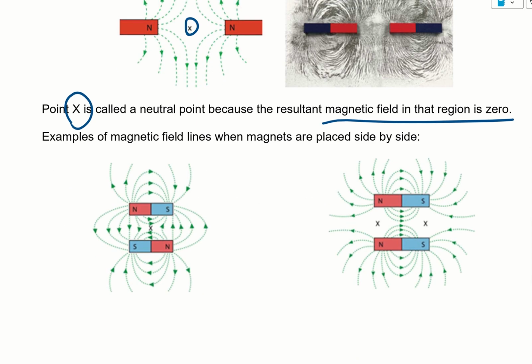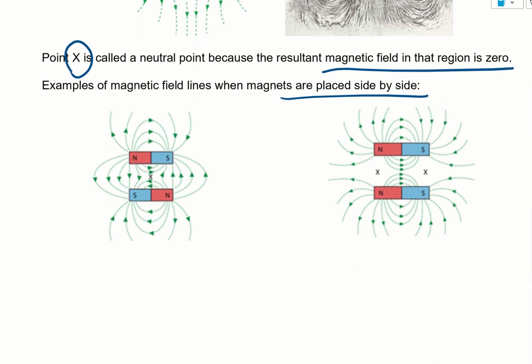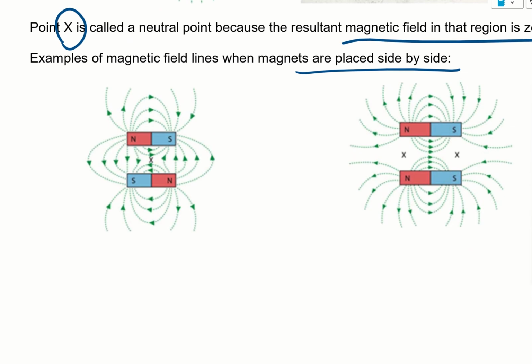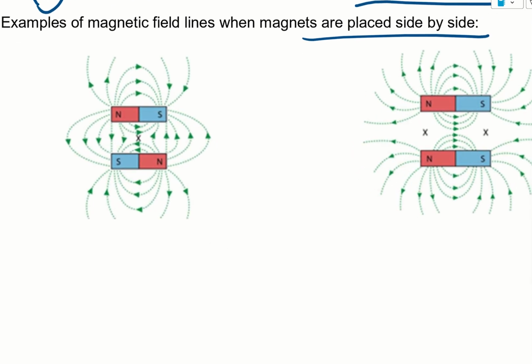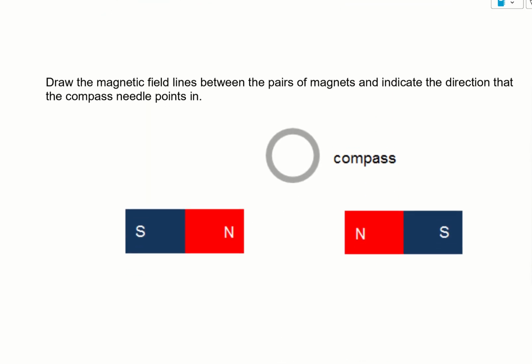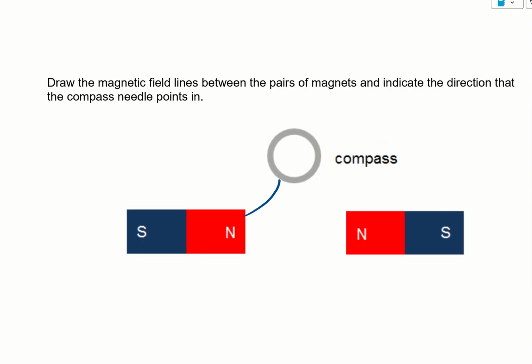Examples of magnetic field lines where the magnets are placed side by side, it looks like this. Okay, so you may need to learn how to draw this. Okay, so now draw the magnetic field lines between the pairs of magnets and indicate the direction that the compass needle points in. So this is north, so the field lines will go this way, right? Okay, because the field lines cannot touch each other, right?